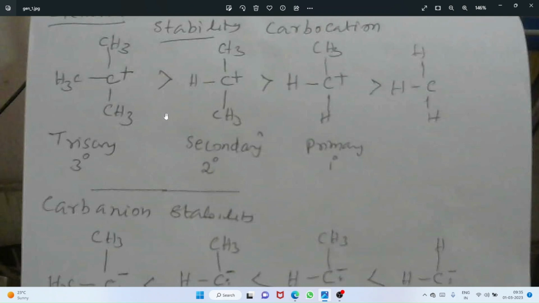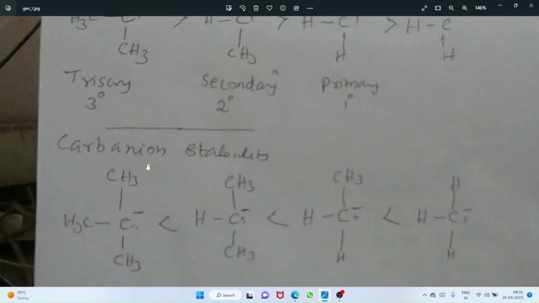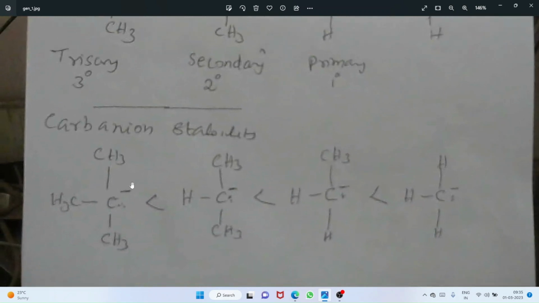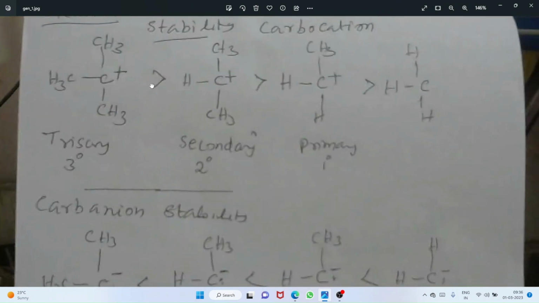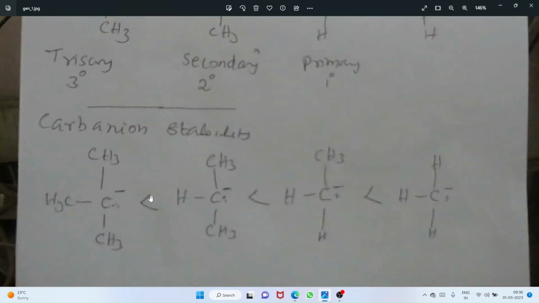This has a positive charge. But look at the carbanion, where we have a negative charge on the carbon atom. Already a negative charge is there, and the methyl groups donate electrons, which are also negative, so that will destabilize this compound. Look at this arrow: this stability is less than this, and this is less because here fewer methyl groups are there, so less electron density is pumped in. This is more stable than this, and this is more stable than all the compounds.